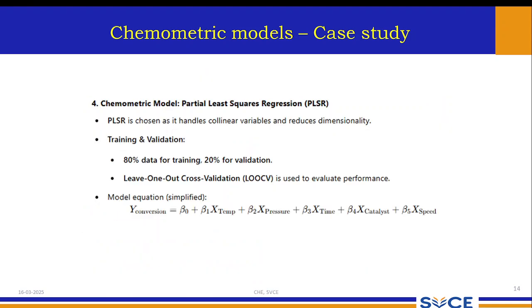And coming to the chemometric model using partial least square regression. Partial least square regression is chosen as it handles collinear variables and reduces the dimensionality. So here reducing dimensionality talks about the reduction in the number of variables. So 80% of the data is used for training and 20% for validation. The model equation comes with temperature, pressure, time, catalyst, and speed. It is a multivariate analysis. The model equation comes under partial least square regression because it handles the collinear variables as well as reduces the dimensionality.